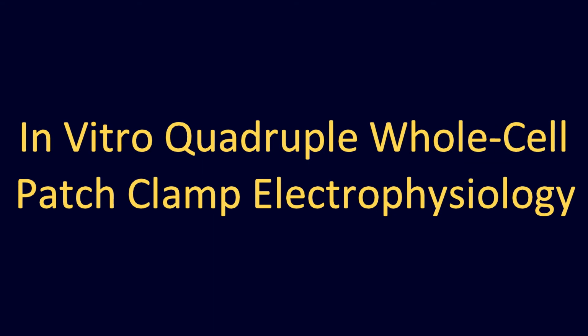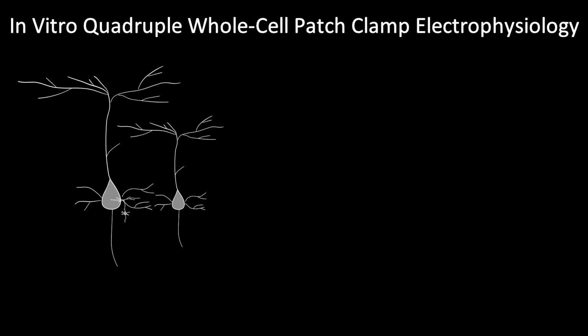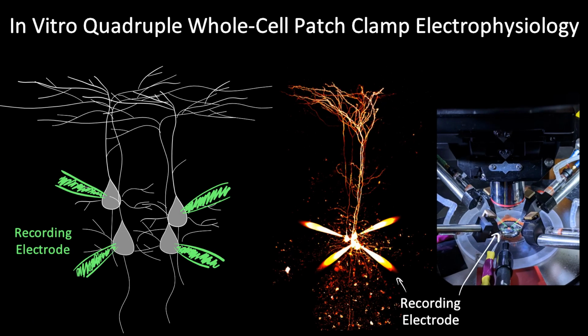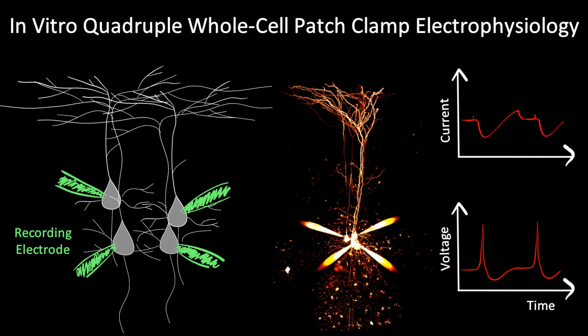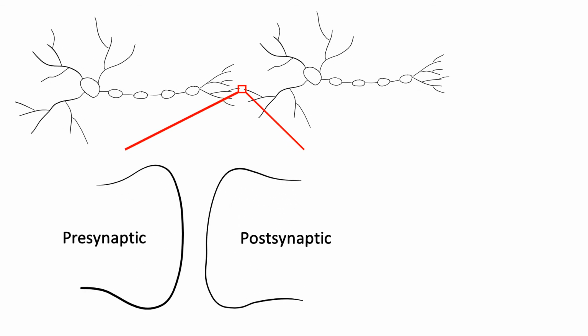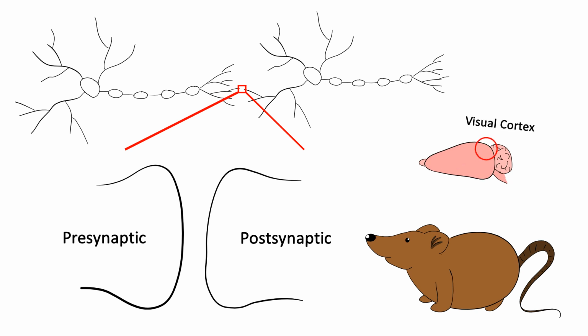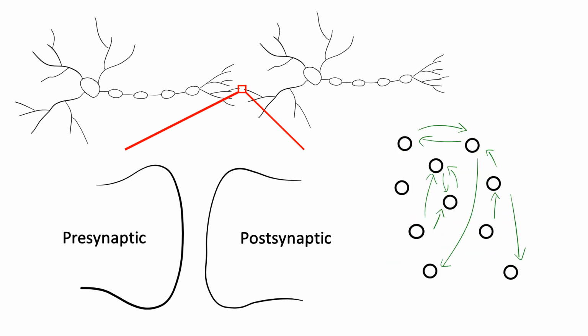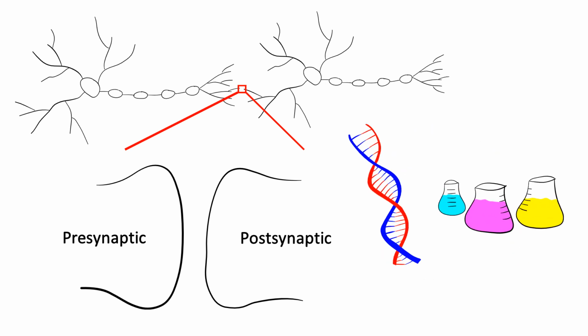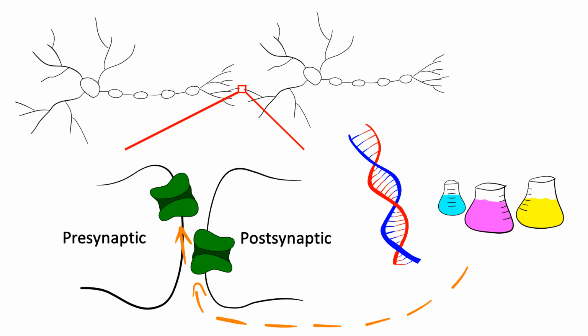I use a technique called in vitro controllable whole cell patch clamp electrophysiology, which allows me to record electrical activity of 4 individual neurons at the same time at high temporal resolution. This way, I can record from synaptically coupled neurons in mouse visual cortex brain slices, artificially induce synaptic plasticity, and use genetic and pharmacological approaches aimed at NMDA receptors to gain further insight.